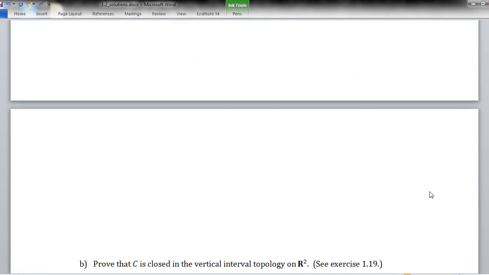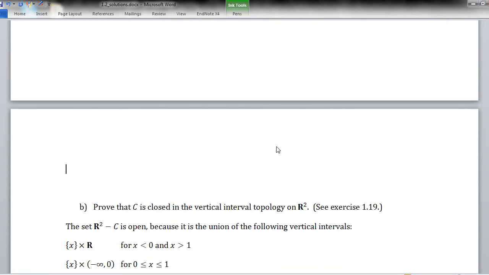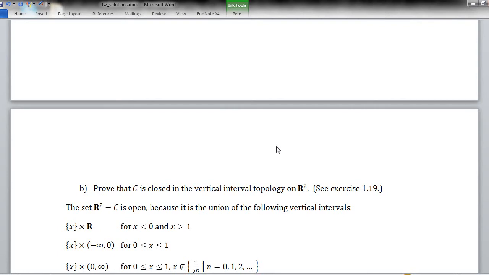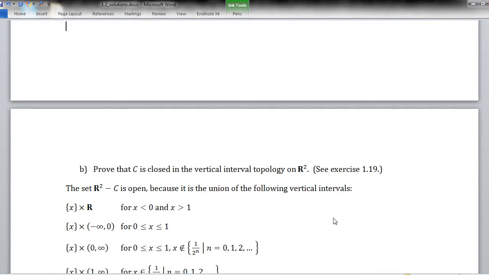In part B, we're going to continue looking at the infinite comb, but we're going to switch topologies. Now we're going to prove that this actually is closed in the vertical interval topology in R2. Okay? So remember, when you change topologies, you're changing what the open sets are on R2. So you're changing what the closed sets are as well.